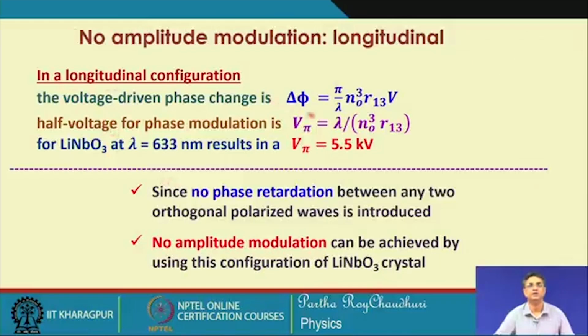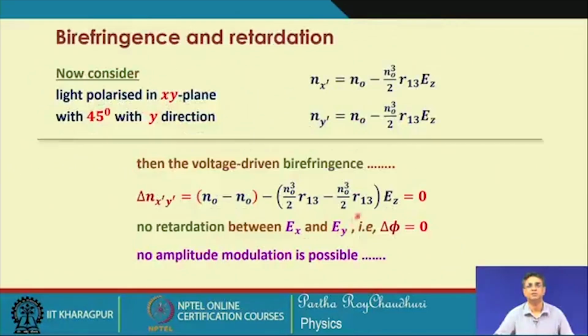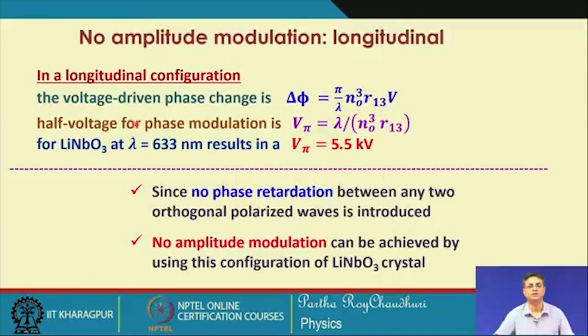In the longitudinal configuration, however, there is the voltage driven phase change. So, whatever polarization the light is launched with, it will undergo a phase change. This is the phase change which will be just because of the voltage, and then for that, the half wave voltage. So, that is the case of phase modulation, and if you put the typical numbers which we have used earlier, then V pi will be equal to 5.5 kilovolt, which is fairly large, of the order of kilovolt.